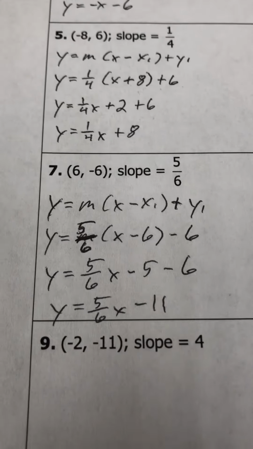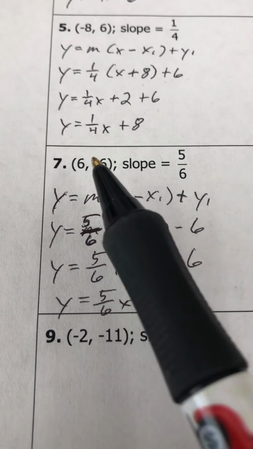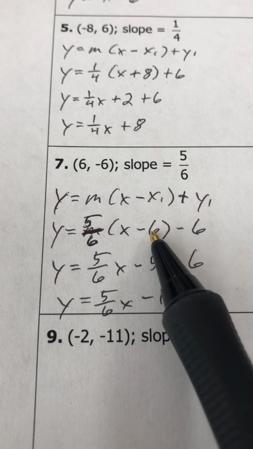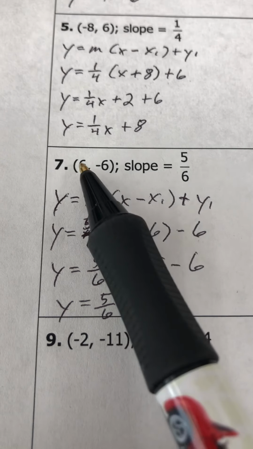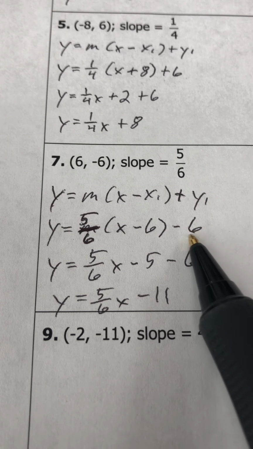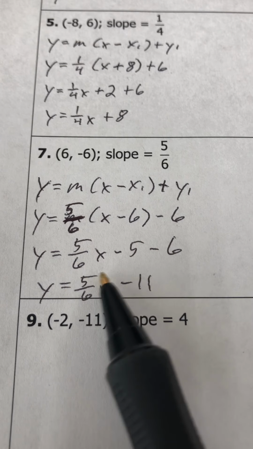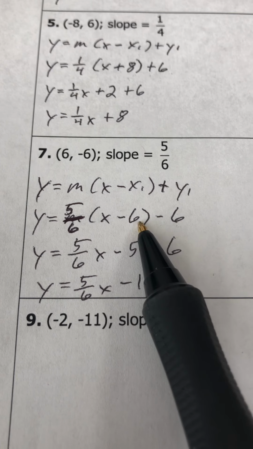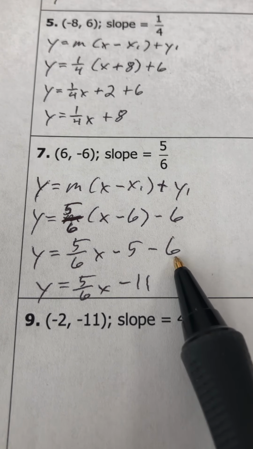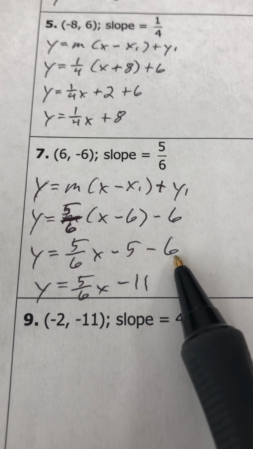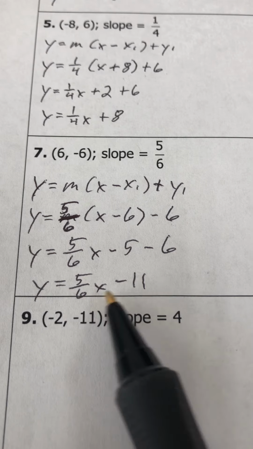Number 7, I plug in my slope. I plug in my x value. I plug in my y value. Notice it's a negative, and so that becomes a minus 6. All right, I have 5/6 x becomes 5/6 x. 5/6 times a negative 6 is going to be a negative 5. And I just bring down that negative 6. Negative 5 and negative 6 is going to become a negative 11. So there's my y equals mx plus b.